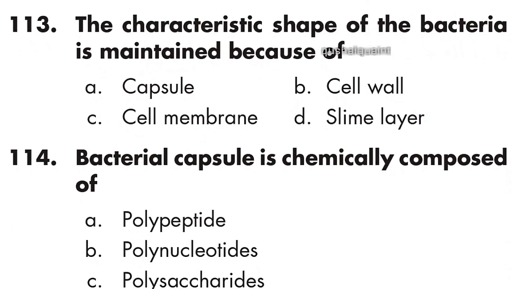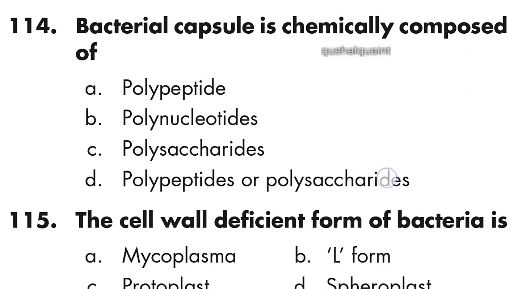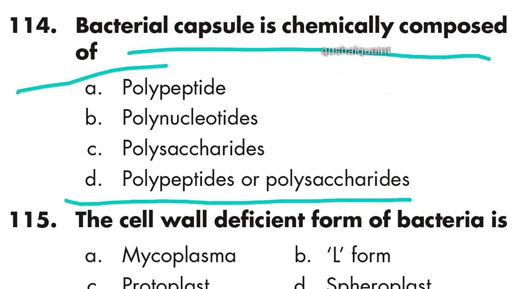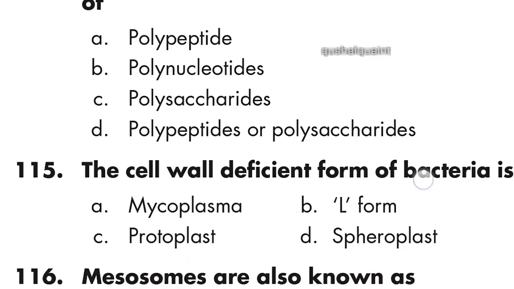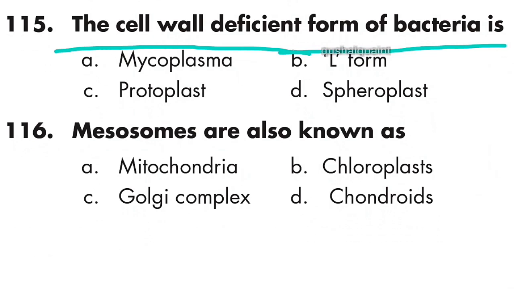Question 113: the characteristic shape of bacteria is maintained because of the cell wall. Option B is right, cell wall. Question 114: the bacterial capsule is chemically composed of polypeptides or polysaccharides. Option D is right. Next question: the cell wall deficient form of bacteria is the L form. Option B is right, L forms.